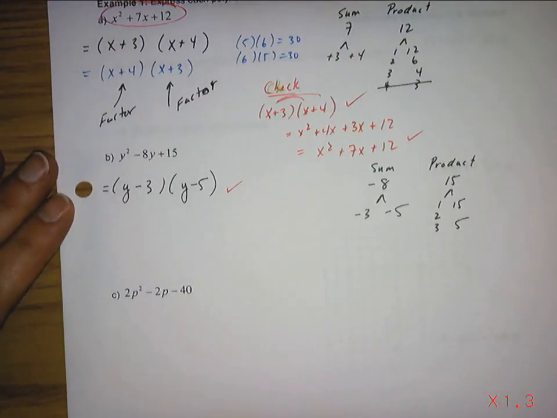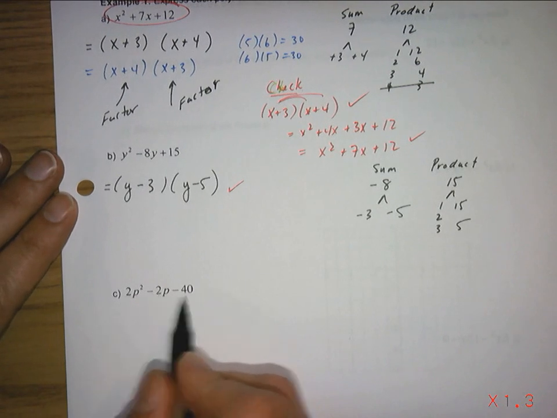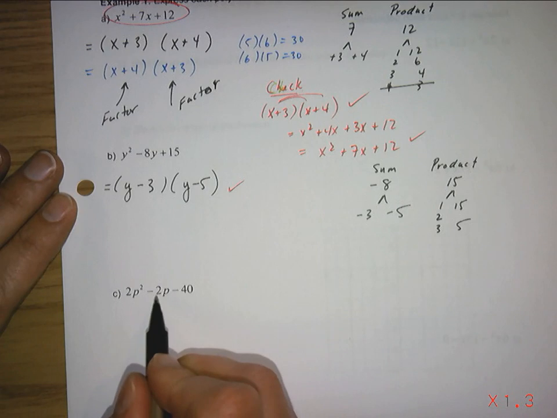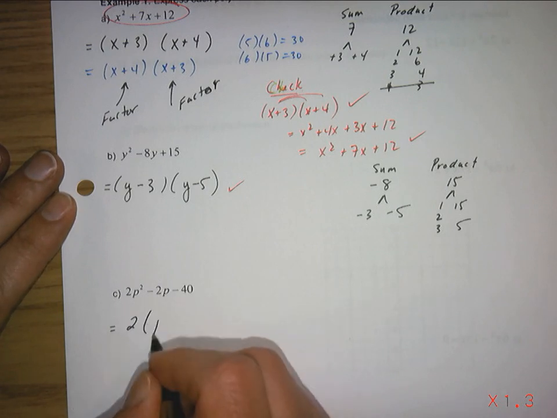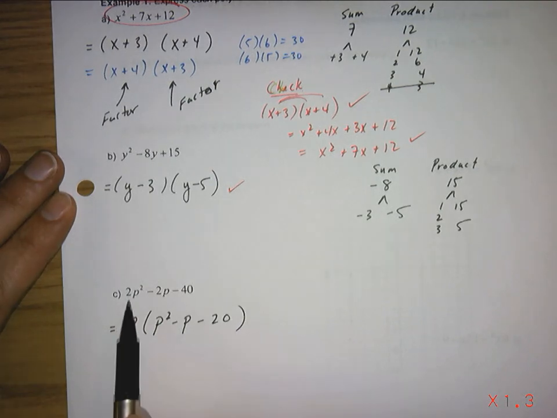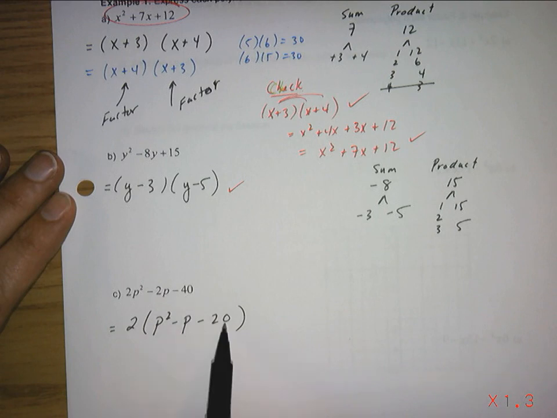Now, this one. Always, always, always try to common factor first. Let's remember what common factoring is. It's where we try to find a factor that goes into each term. You'll notice that this is 2p squared minus 2p minus 40. There is a common multiple of 2. If I take a 2, and if I divide 2p squared by 2, I get left with p squared. And if I take 2p and divide it by 2, I'm left with p. And if I take 40 and divide it by 2, I'm left with 20.